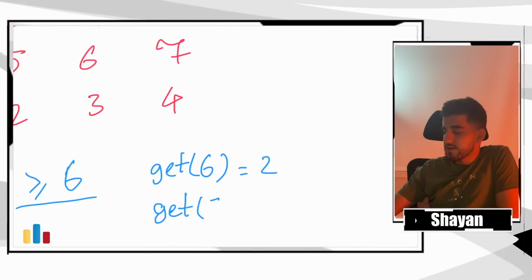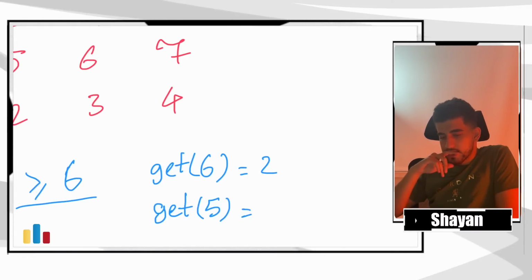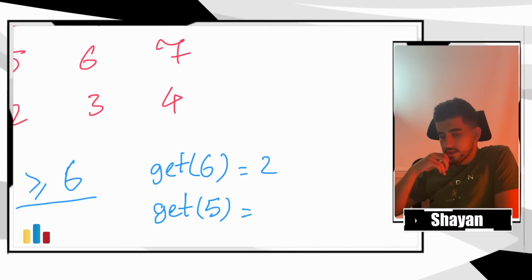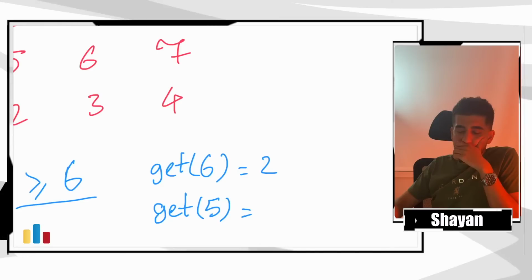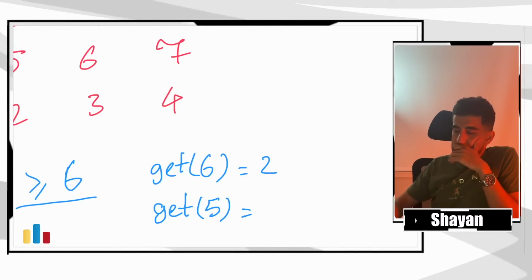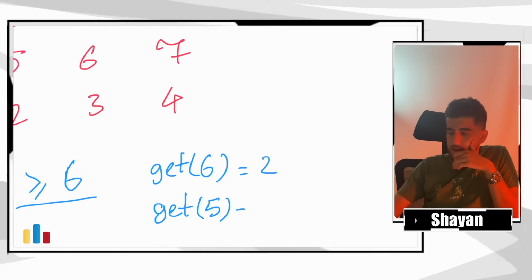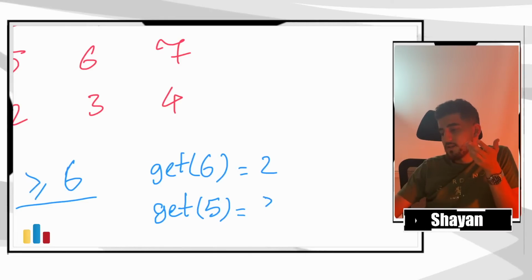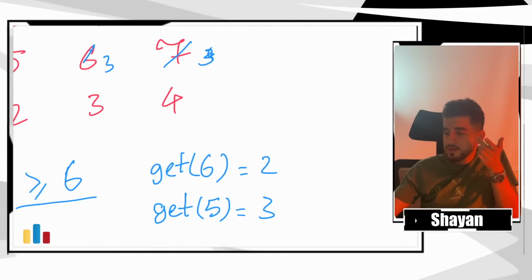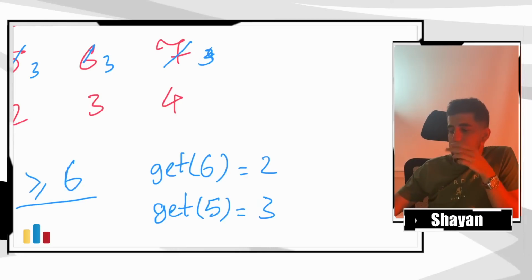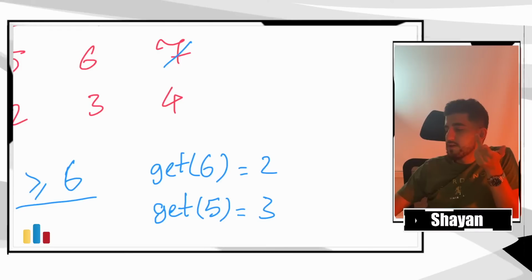What about get of 5? What is get of 5? Can anyone say that? No, not same. Three, yes, it's 3. Because I can do an operation on this one, it becomes 3. This one becomes 3. This one also becomes 3. So I can do 3 operations. The next time I cannot do anything. So I can do on this 5 as well. Awesome.